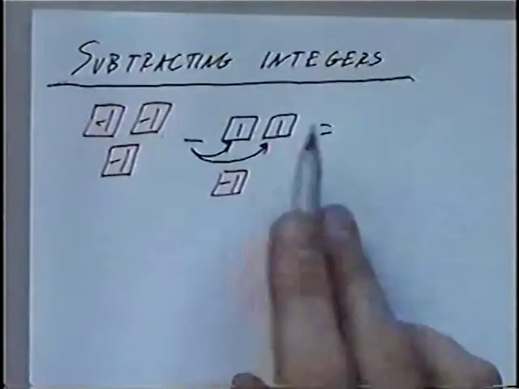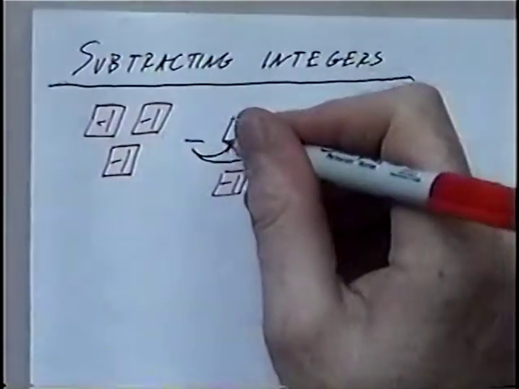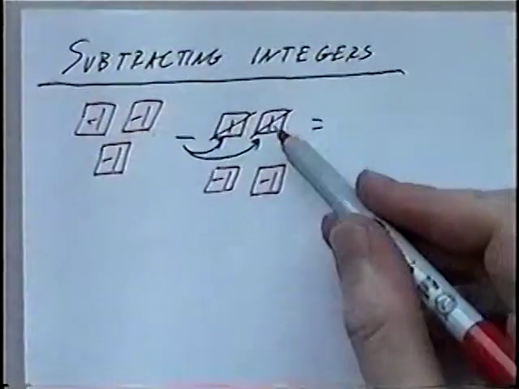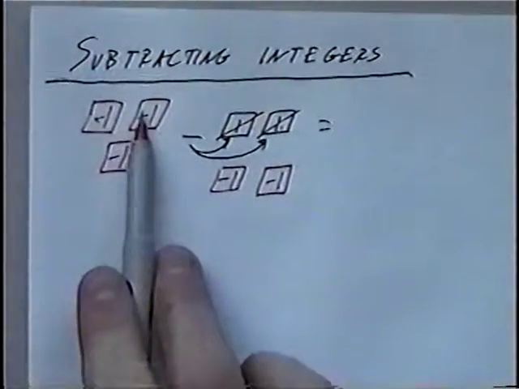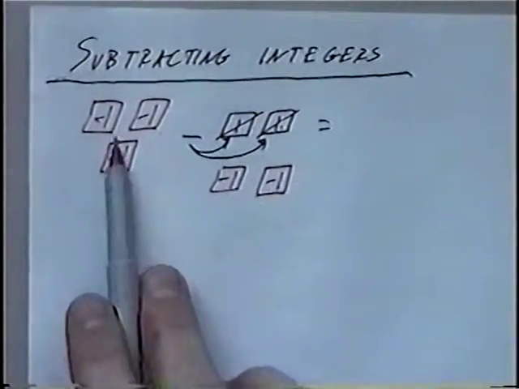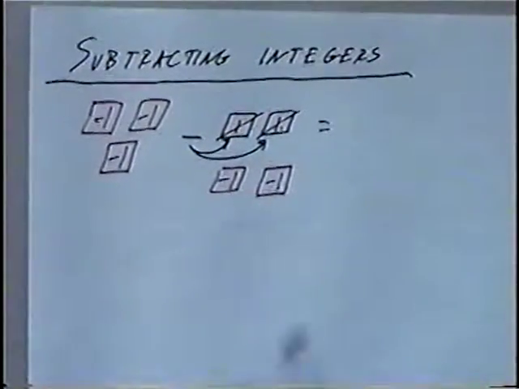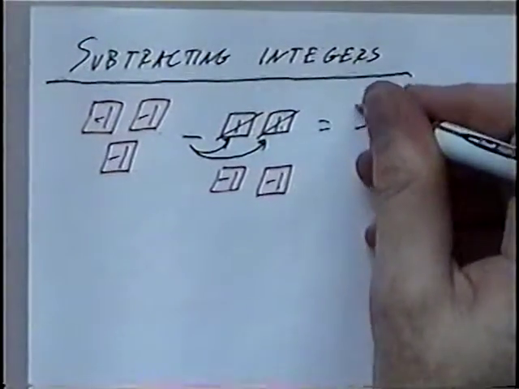If we're subtracting 1, that 1 will change to a negative 1, and these positive ones will cancel out because we switched them. So now we're left with 3 negative 1 tiles, and we have 2 negative 1 tiles. If they're both the same, we can add those, there's 5 negative 1s altogether, which would be negative 5.